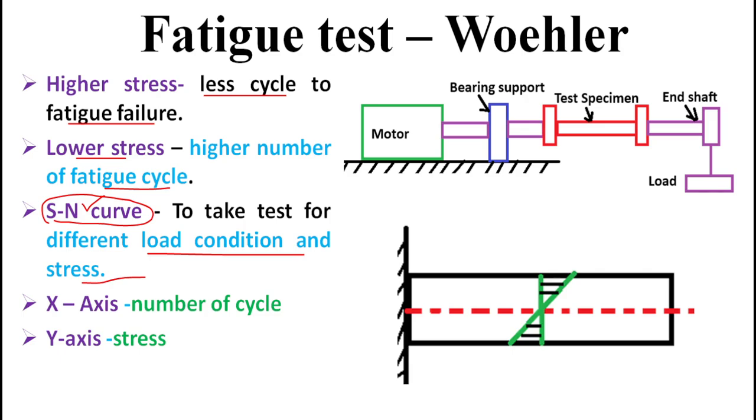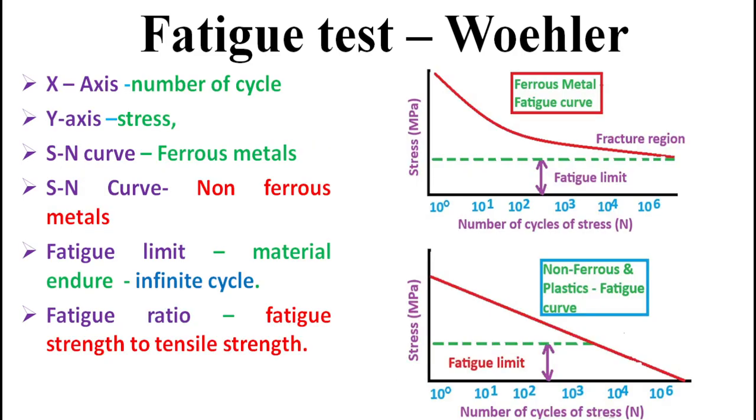On the SN curve, the x-axis is the number of cycles and the y-axis is the stress. This is the SN curve for ferrous material.